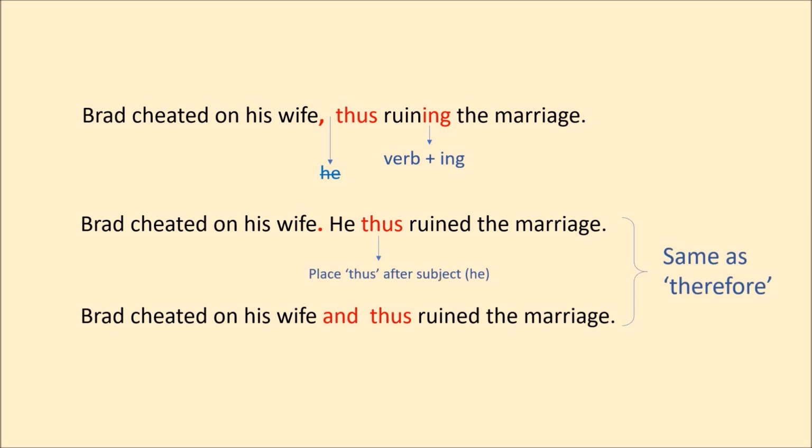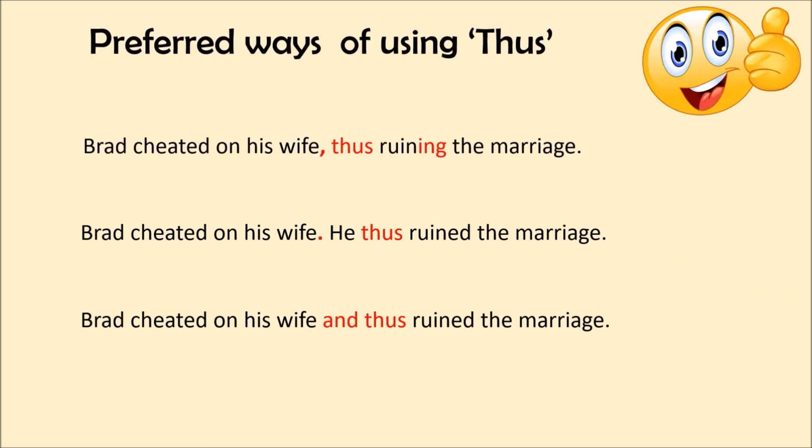The next two options are the same as therefore. That is either by placing thus behind the subject, or you can join the sentences by a conjunction. Then you can omit the subject. And these are the preferred ways of using thus.